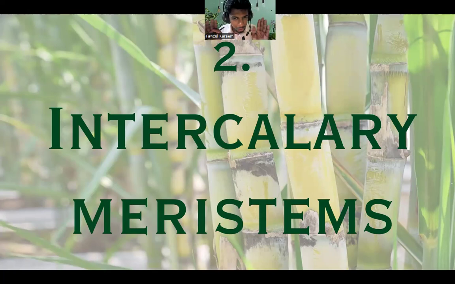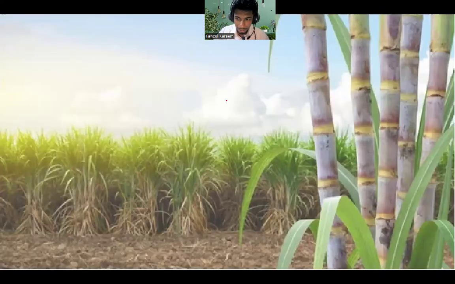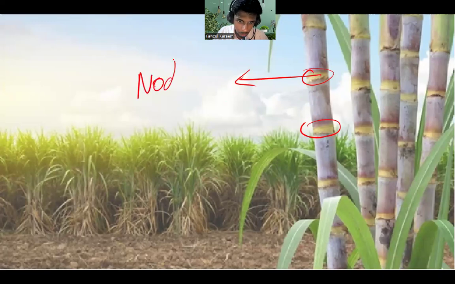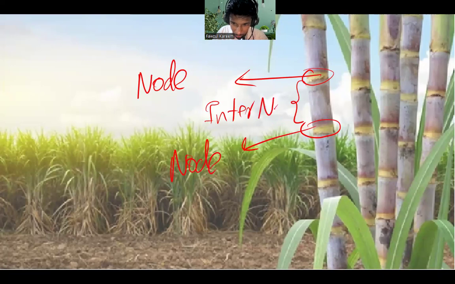Okay? So don't worry, it's very easy in theory. Listen. In this grass family, this bamboo and this sugar cane, you can see these parts are called nodes. And between the nodes, this area is called the internode. Now listen very carefully.